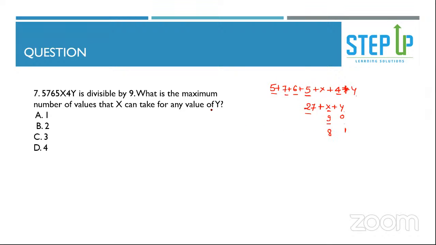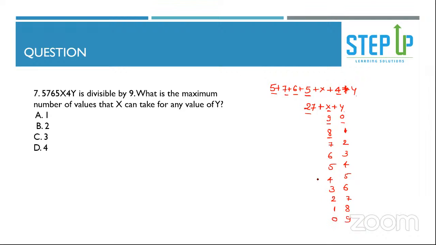Now they're saying for any value of y. See, for 1, it will be taking 8 only. For 2, it will be taking 7. For 3, it will be taking 6. For 4, it will be taking 5. For 5, it will be 4. For 6, it is 3. For 7, it will be taking 2. For 8, it will be taking 1. And if it is 9, it can take 0.